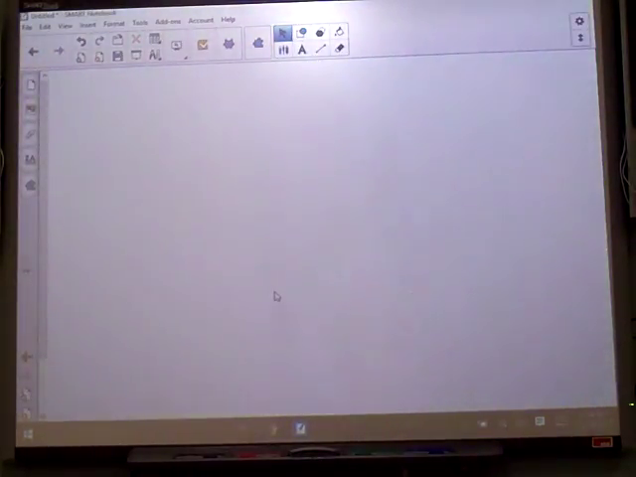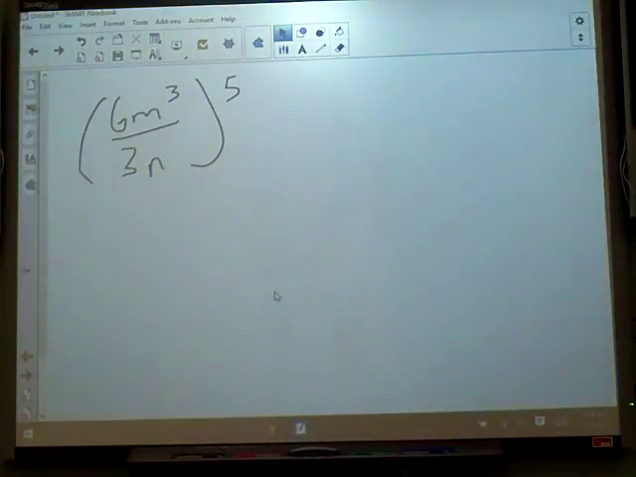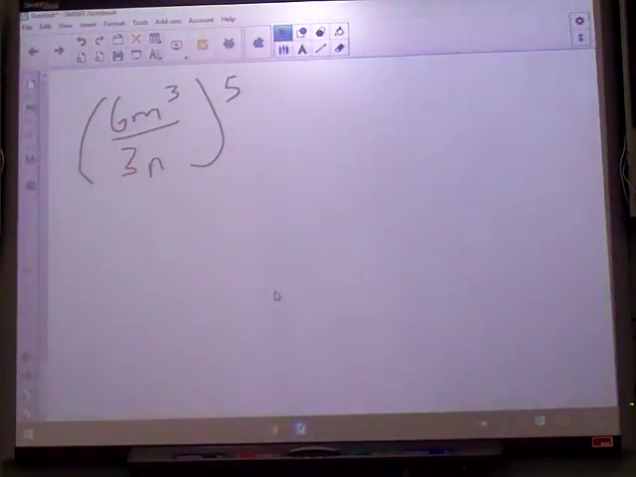Okay, on number 13, we've got 6m cubed divided by 3n all to the 5th. Now you've got options on how to do these and what order you do stuff. That 5th power goes to everything, so you can decide if you want to take it to everything first or last. I didn't know what 6 to the 5th is.